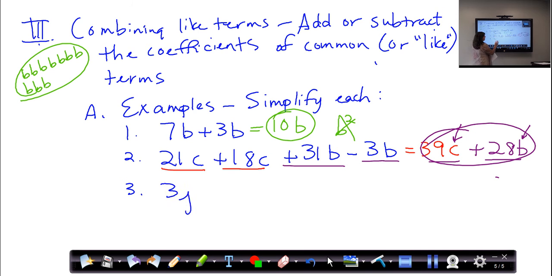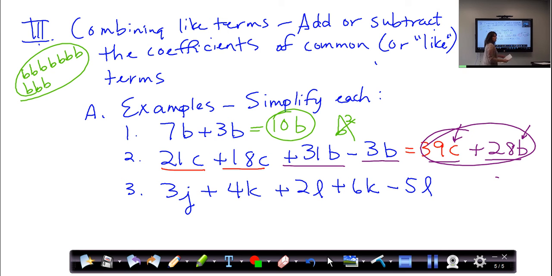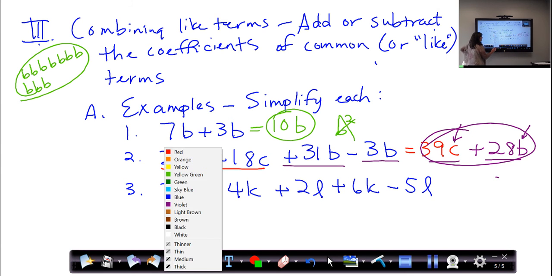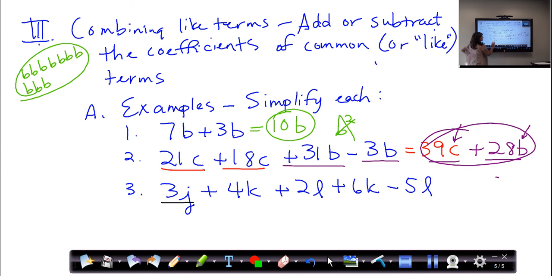And one more. 3j plus 4k plus 2l plus 6k minus 5l. Once again, I'm looking for like terms, and I'm going to combine only the ones that are alike. There's a j, but I don't see any other j's, so I'm not going to combine it with anything. And I see a 4k here. Here's another k. So this is saying that I've got 4 k's in the pile, 6 more k's in the pile. I have a total of 10 k's now sitting in that pile in front of me.